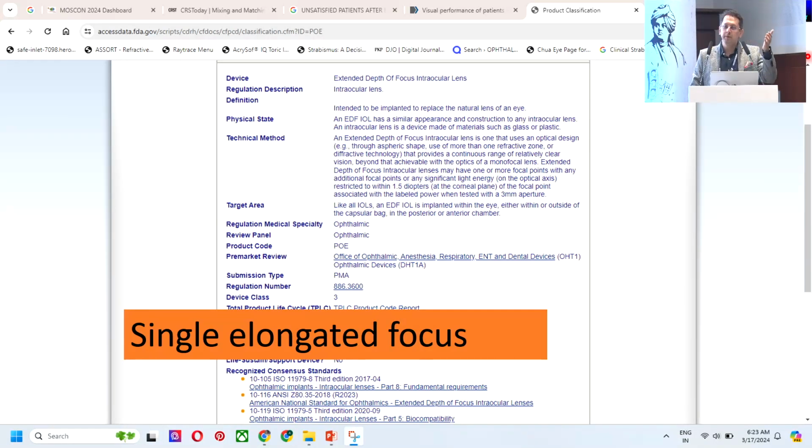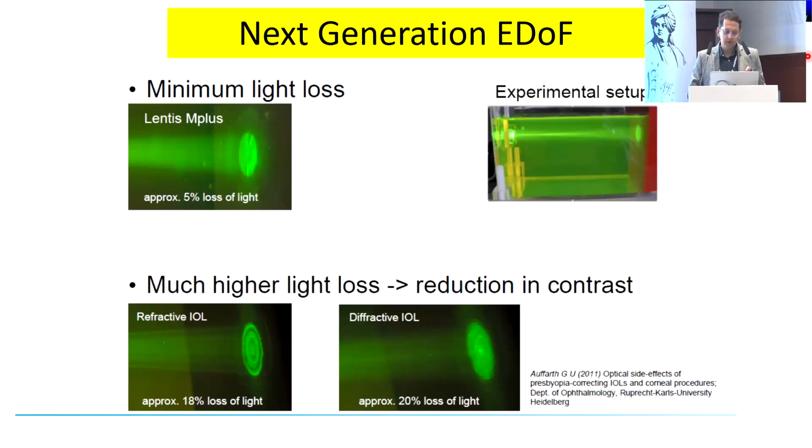So even if there are multiple images from different distances, the brain decides on which part of that image to focus on. So by definition, EDOF has a single elongated focus. Okay, so it doesn't have multiple foci like trifocals or multifocals. What is the best part of EDOF? Why EDOFs came into the market was because of minimum light loss. So why we are using more EDOFs in certain patients is because there is minimum light loss, and that means the contrast sensitivity will be higher than when you are using trifocals or multifocals.